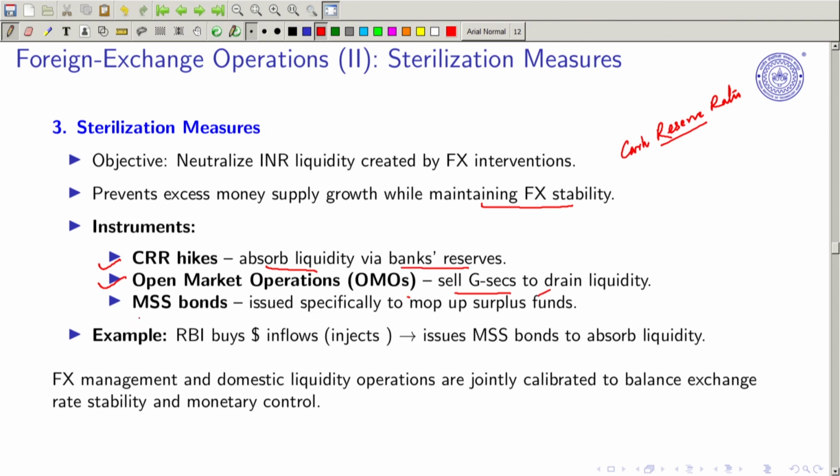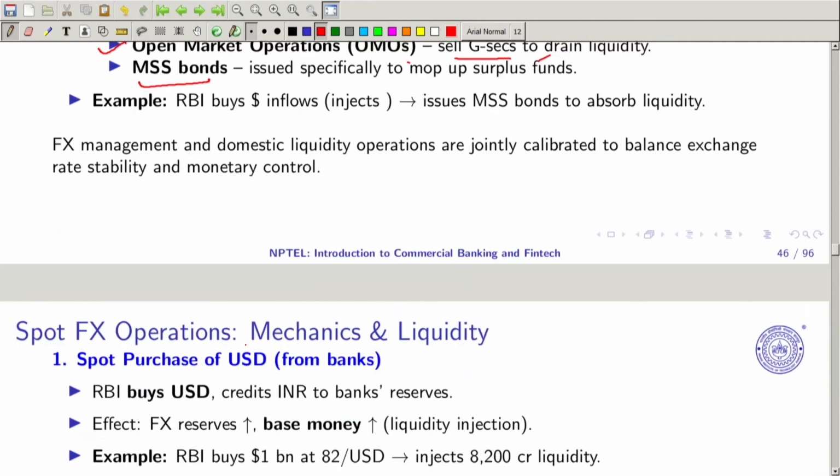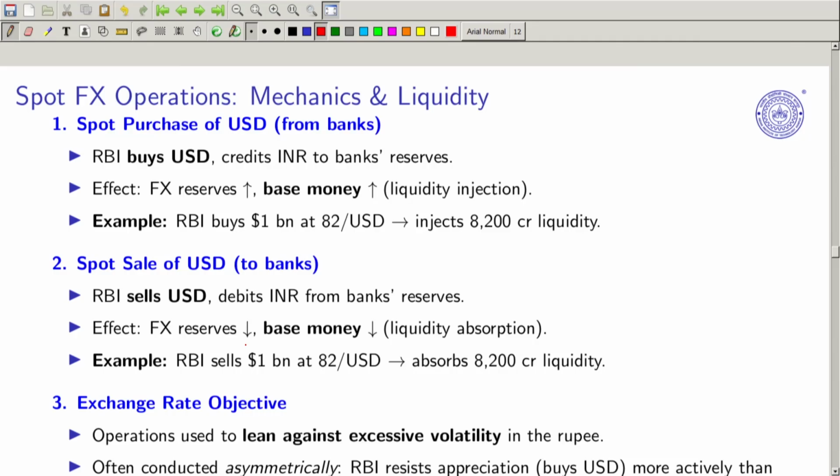Then the market stabilization scheme. If foreign inflow is coming, the rupee has an appreciative move and it is going to harm businesses and others, then RBI will also sell bonds and tell the banks to buy those MSS bonds, and as a result liquidity is absorbed through these bonds. This is how it works in real life.